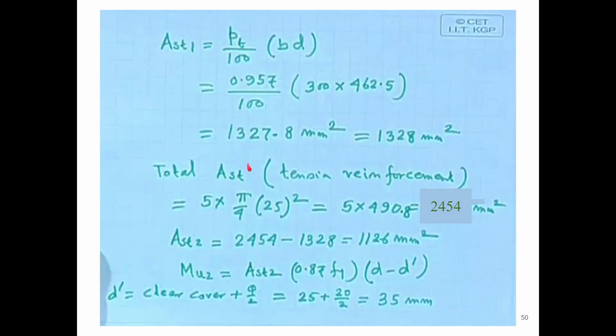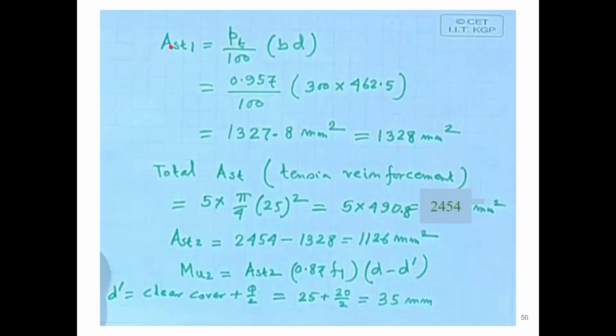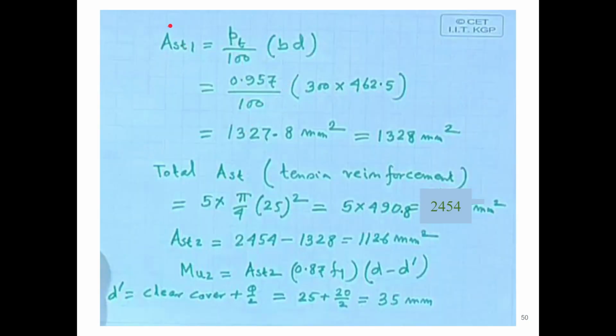Based on this, which we have assumed based on the singly reinforced section criteria, as I just told you, we will try to find out the Ast1 value. So Ast1 is the area of steel for the singly reinforced section, and we will find what is the additional area of steel required. Ast1 will be calculated from the limiting percentage, which is pt by 100 into b d. Substituting the values, we get the area of steel as 1328 mm square.